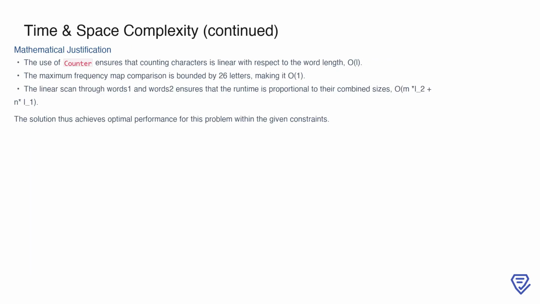Finally, let's solidify our understanding with a mathematical justification for the solution's efficiency. The use of Counter ensures that counting characters in a word is linear with respect to its length, L. The comparison against the maximum frequency map is bounded by the fixed set of 26 lowercase letters, making it a constant time operation, O(1). By processing words 1 and words 2 in a linear fashion, the runtime scales directly with the total size of the input, specifically O(M*L_2 plus N*L_1).